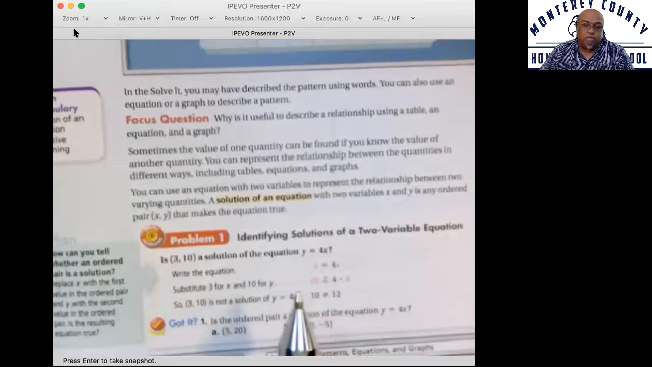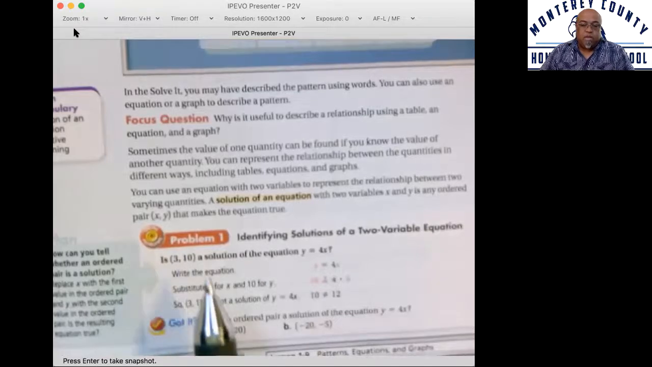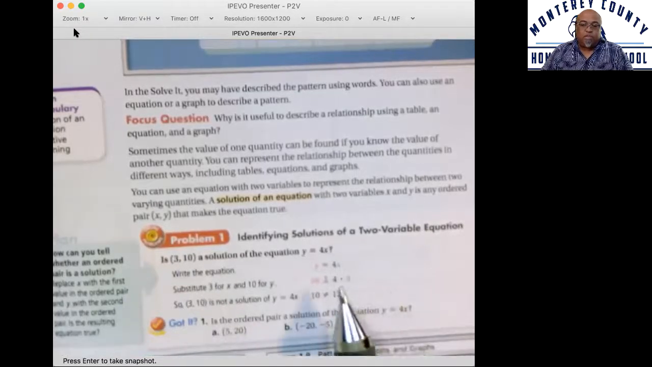So the order can switch. You have to know when you see an ordered pair which one is x and which one is y. In this case, it says to rewrite the equation and then substitute the numbers. So I have 10 might be equal to 4 times 3. Then go ahead and do the work. 4 times 3 is 12, and then 10 is the number I have. 10 is not equal to 12, okay? So therefore, (3, 10) is not the solution to that equation.